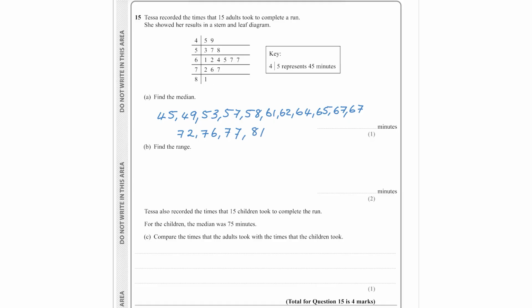So if you cross them off in pairs, one from the beginning and one from the end, beginning, the end, beginning, the end, and there we have 64. And then I'll show you how to do it on the stem and leaf.